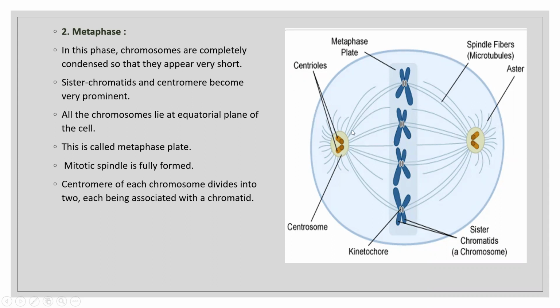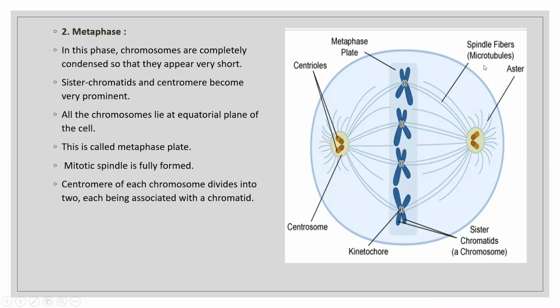So in metaphase, what happens? The centrioles, which were produced from the centrosome, reach the opposite poles, and from the centrioles you can see spindle fibers coming out. So in metaphase, the spindle fibers are completely formed. Now, what exactly are the spindle fibers? These spindle fibers develop from microtubules. You can see microtubules are written.